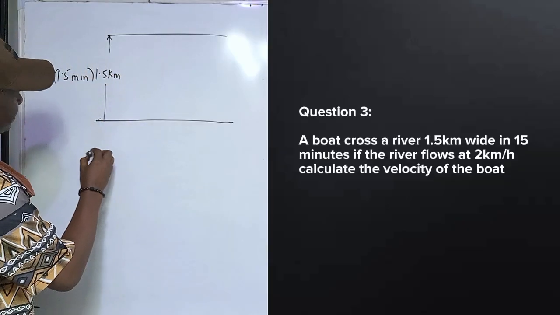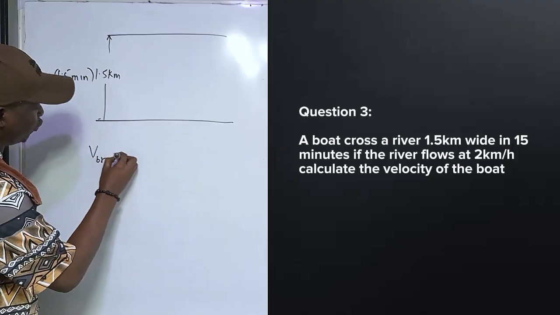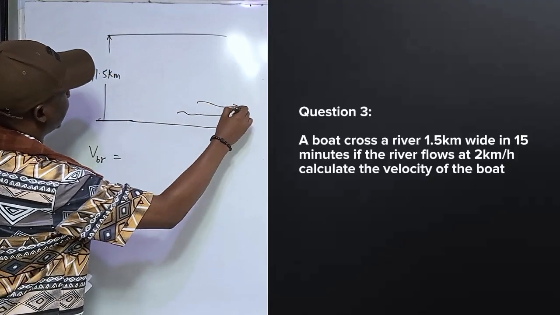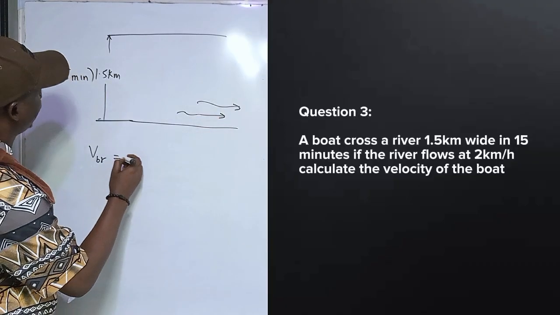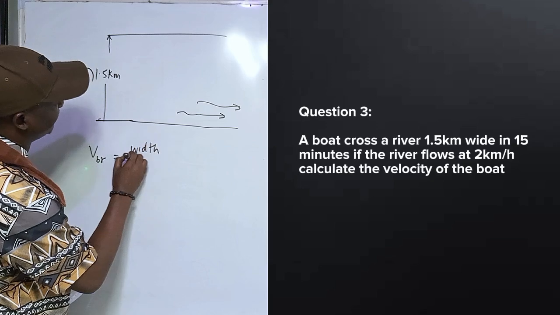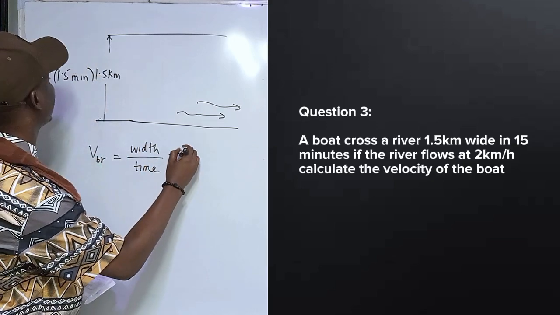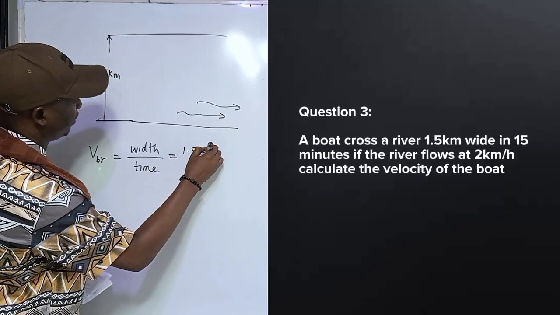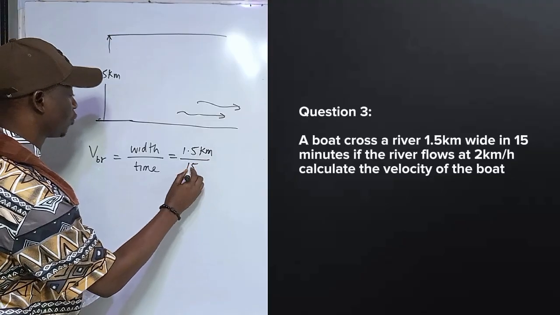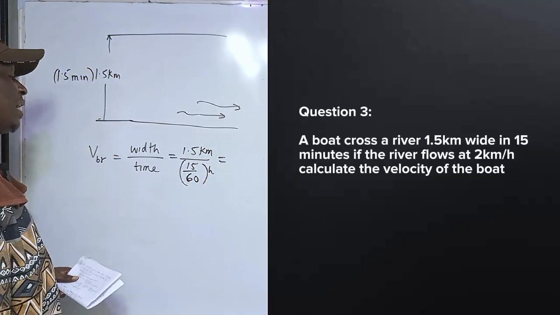Okay. So for us to find the velocity of the boat relative to the river, because the river flows this way, this direction, that is the river flow. So we are going to have the width divided by the time, which gives the velocity in still water. That is 1.5 kilometers divided by 15 minutes. If you convert 15 minutes to hours, you divide by 60. So what do we have?